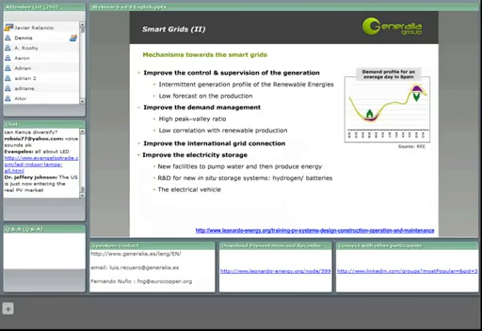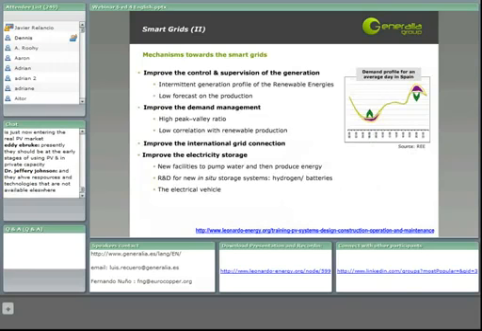So, to reach the goals in the previous slide, the governments have proposed the following mechanisms toward the smart grids. First, to improve the control and supervision of the generation, considering intermittent generation profile of the renewable energies, which makes difficult to forecast their production.